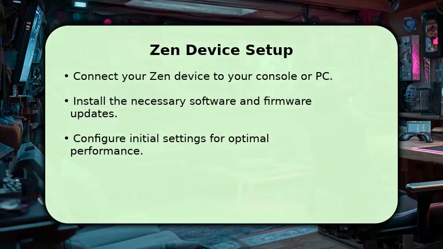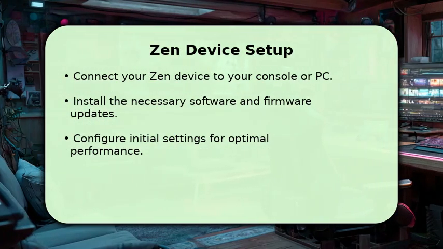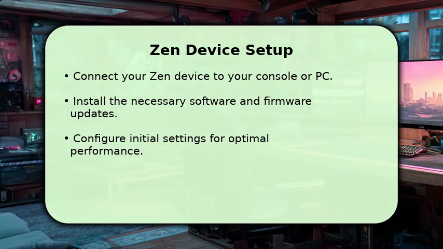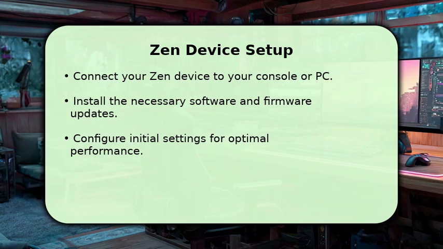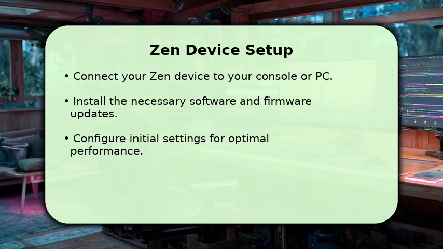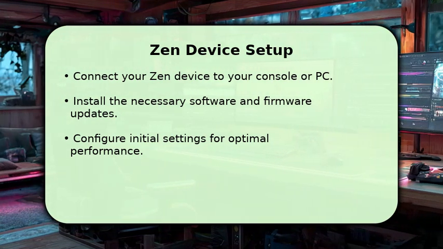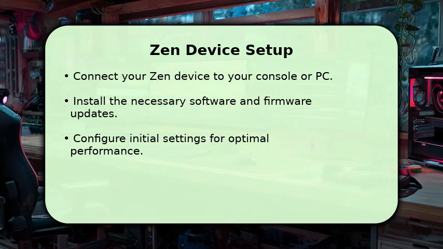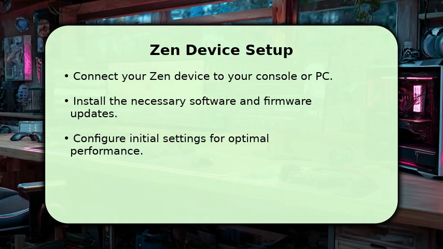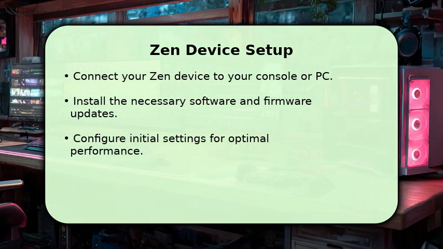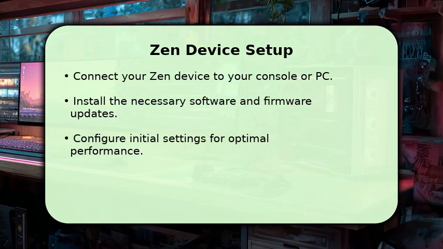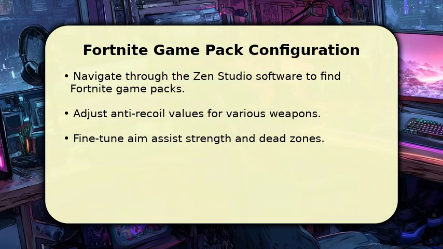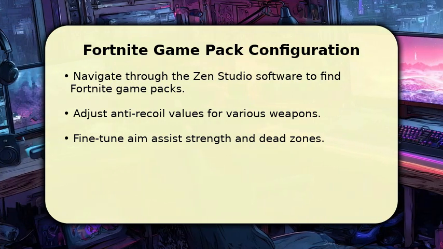To begin, connect your Zen device to your console or PC using the provided USB cables. Next, download and install the Zen Studio software, ensuring your device's firmware is updated to the latest version. This process typically takes less than 5 minutes. Once updated, you can load a compatible Fortnite game pack, which contains pre-configured settings to optimize your in-game performance right away. Within Zen Studio, navigate to the Fortnite game pack to customize your settings.